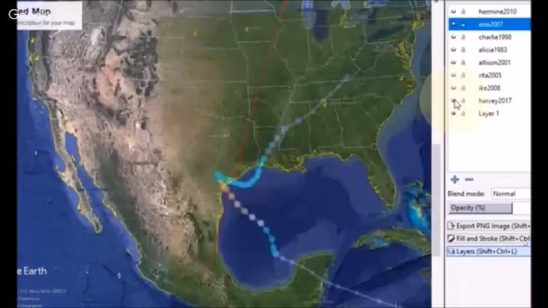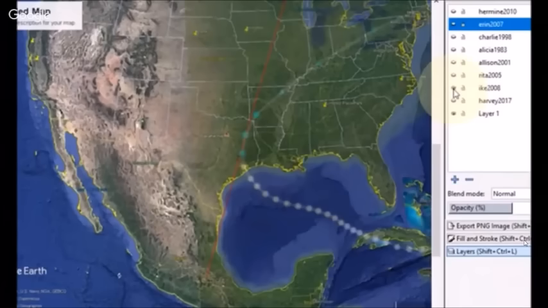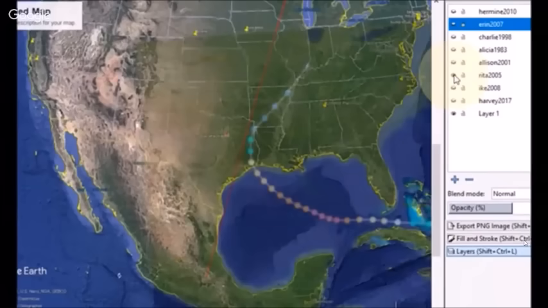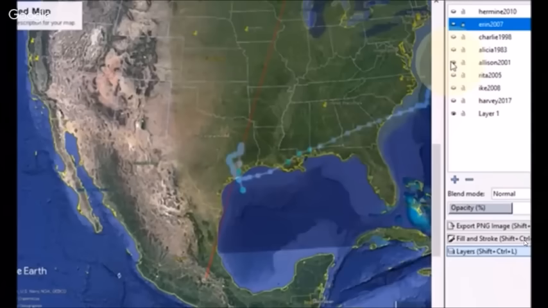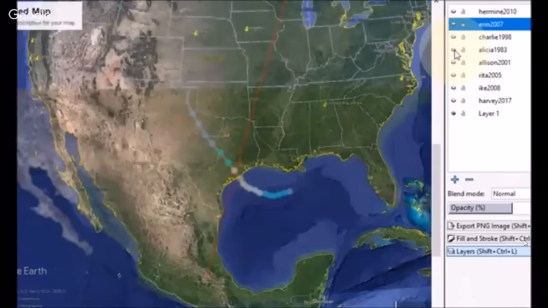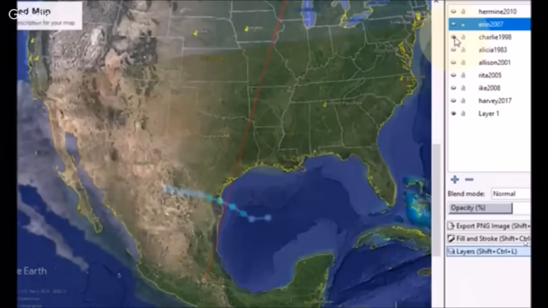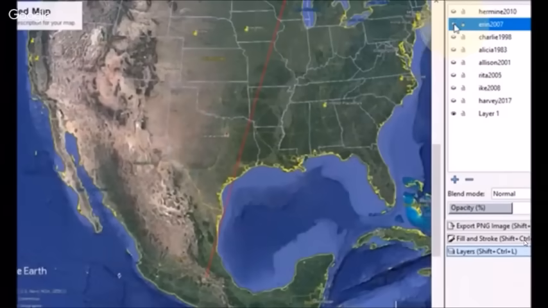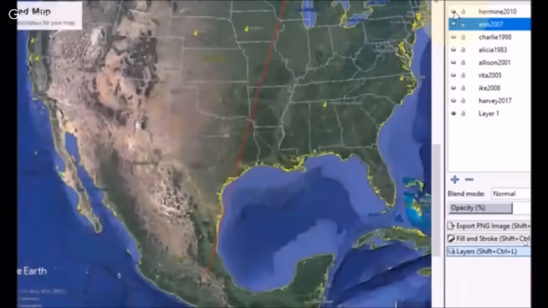This is Hurricane Harvey, 2017. You can almost see that there's some kind of bubble surrounding the super collider. That's Ike, 2008. Here's Rita, 2005. They all seem to dodge this area. Here's Allison, 2001. Look at that one. Comes up to it and like stops and then turns around. Here's Alicia from 1983. Spins right around it. Charlie, 1998. That one was like an anomaly. Maybe they had it turned off that day. Here's Erin, 2007. Kind of spinning around. Hermine, 2010. Isn't that weird?